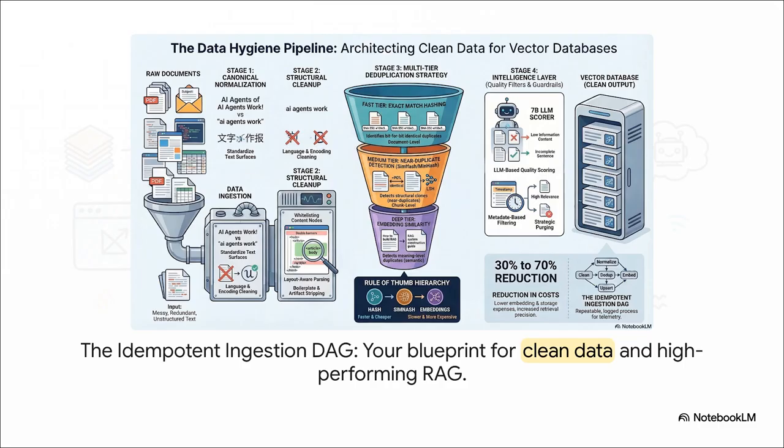Raw, messy documents come in. They pass through our first 2 stages. That's normalization and structural cleanup. Then they hit that multi-tier deduplication funnel we designed, checking all the hashes and signatures. And finally, they face the LLM quality gate before anything is allowed into that clean, pristine vector database on the right. Every stage just builds perfectly on the last one.